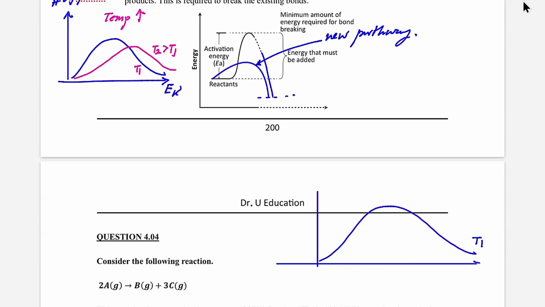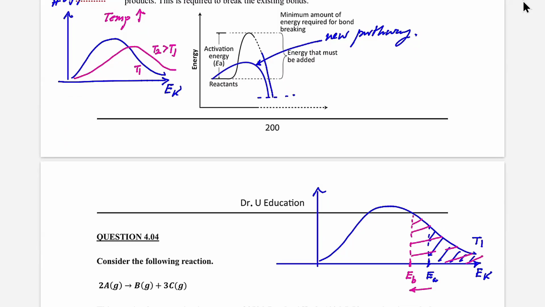Temperature T1 stays the same because we are not touching the temperature. This is your previous activation energy. What will happen? You are going to shift the activation energy to the left. So the number of particles above it is going to be high. Correct? So that means the rate of reaction is high, right?